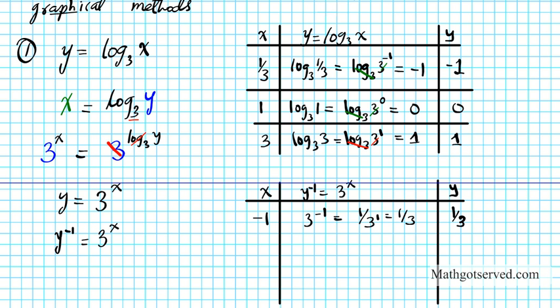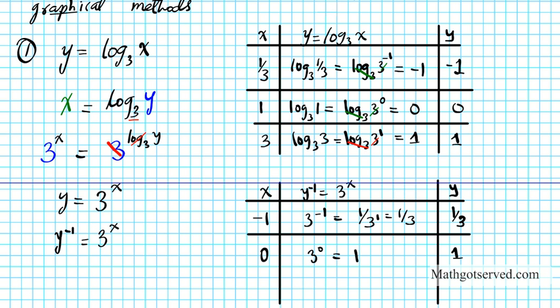Next, we're going to take the second output value from my original function and plug it into this function. The second output value is 0. So we're going to plug 0 into this function, and we're going to have 3 to the 0th power. Remember, anything other than 0 raised to the 0th power is simply 1. So my output here is going to be 1.